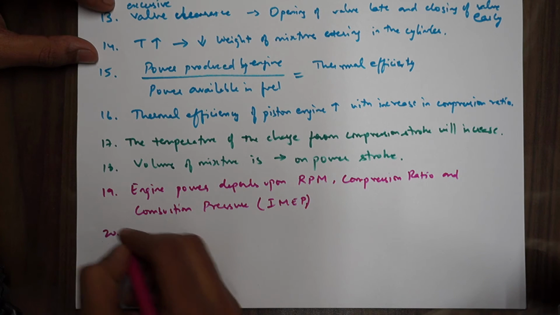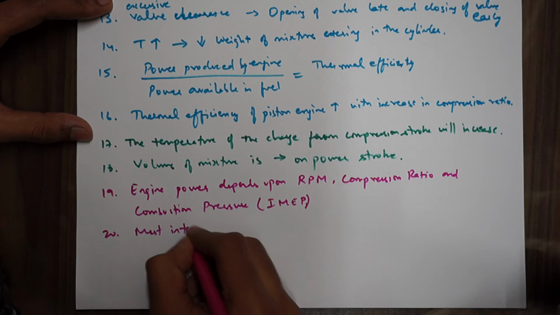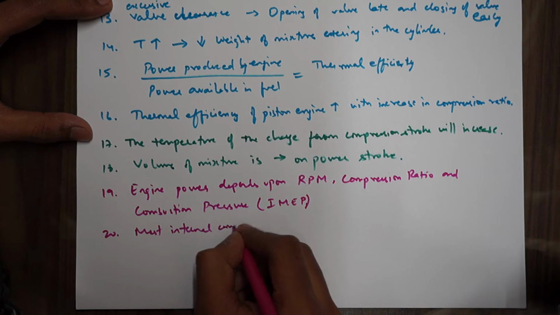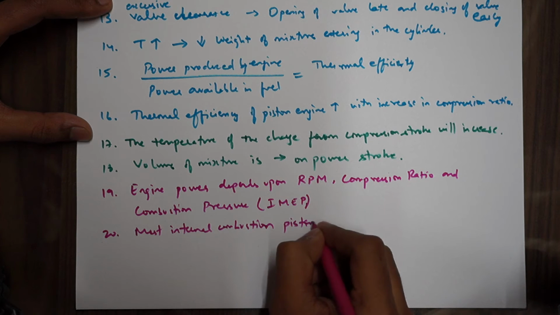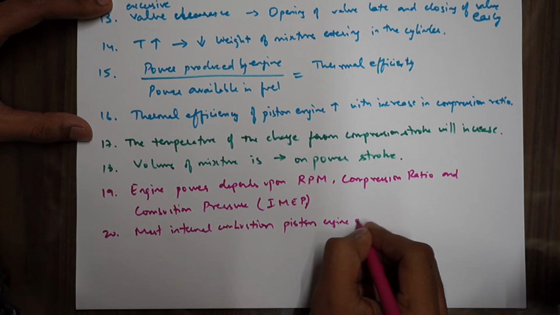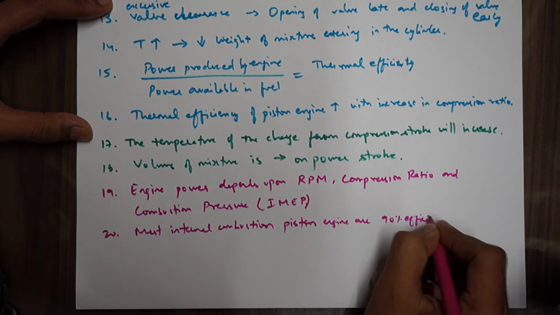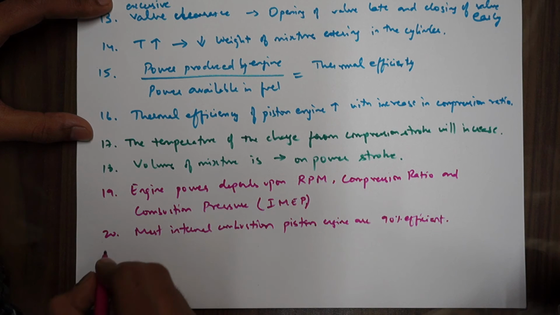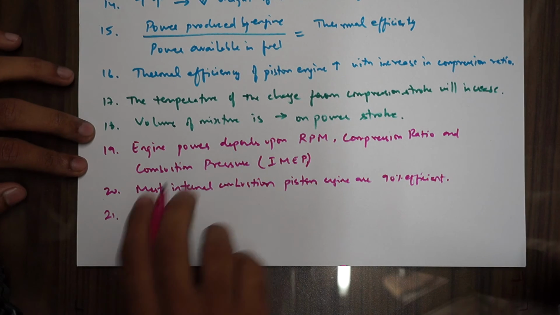So number 20, most internal combustion piston engines are 90% efficient. Okay, 21 point. Okay, so firing order.